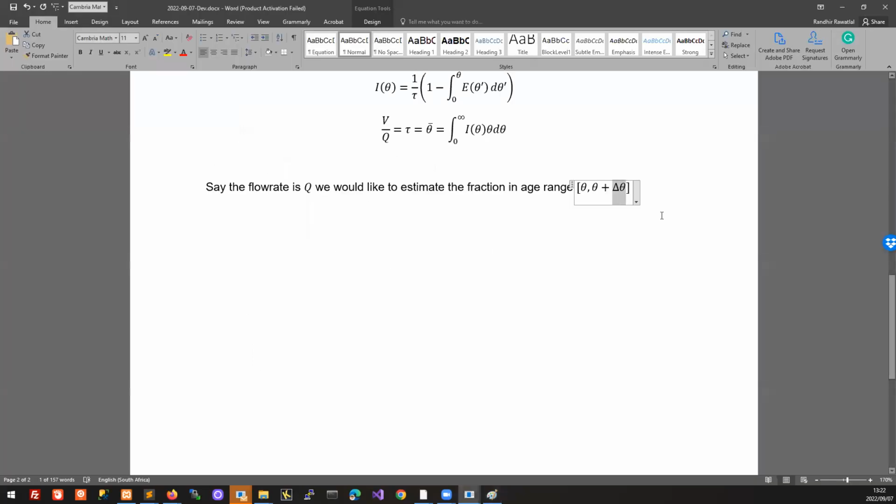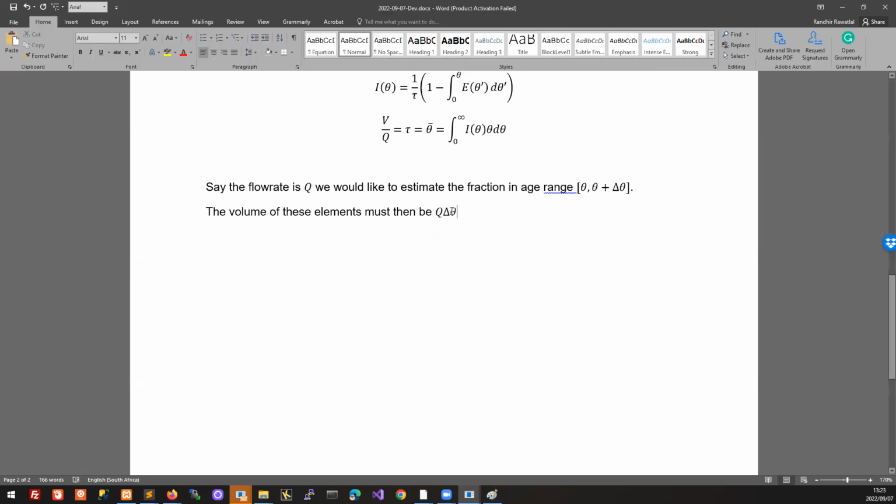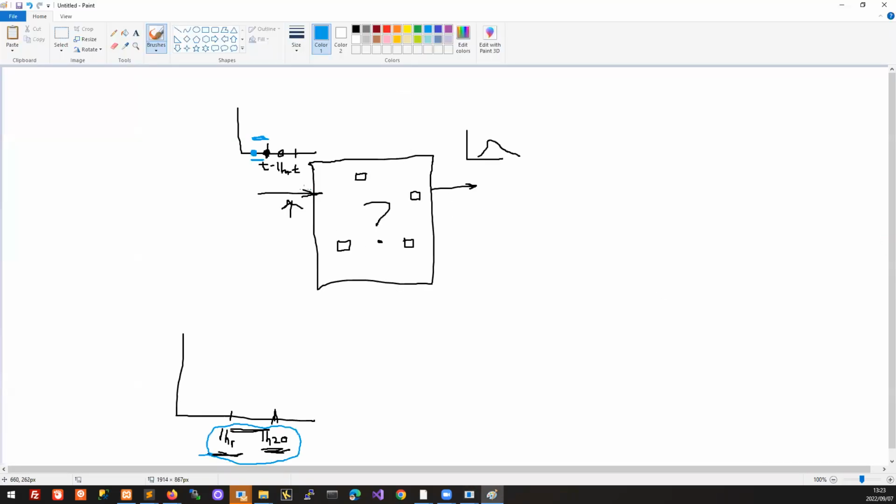And so the amount, the volume, if you like, of these elements must then be Q delta theta, right? It took delta theta time units for that group to enter, and the flow rate was Q. So that's the volume of these fluid elements. And you can say, yes, if these elements are that old, that's when they entered.